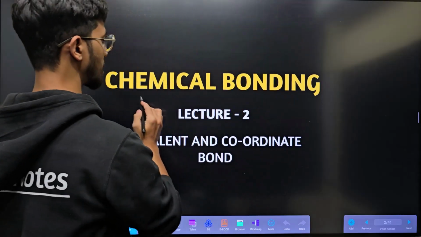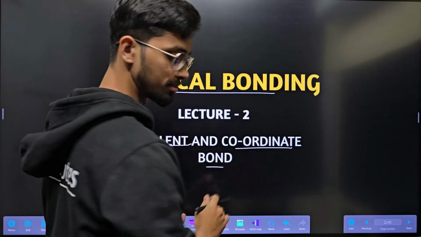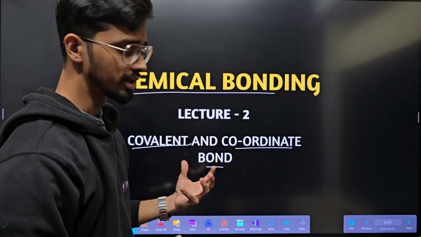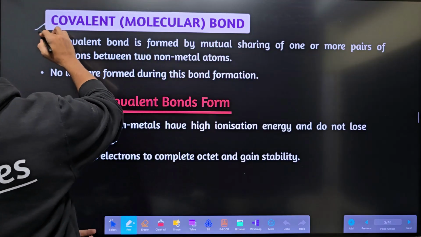Today we'll be continuing the chapter chemical bonding, in which we'll be studying about covalent and coordinate bond. In the last lecture we studied about ionic bond, but here we'll be studying about covalent and coordinate bond. So let us see what is a covalent bond.